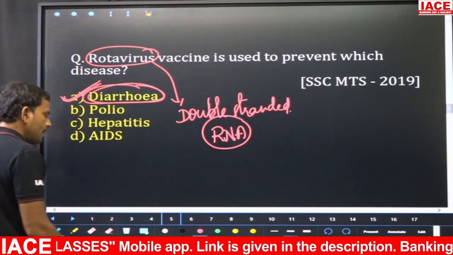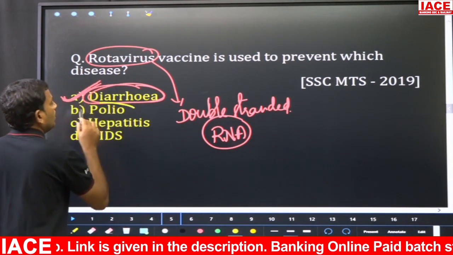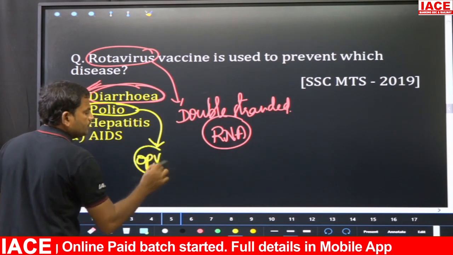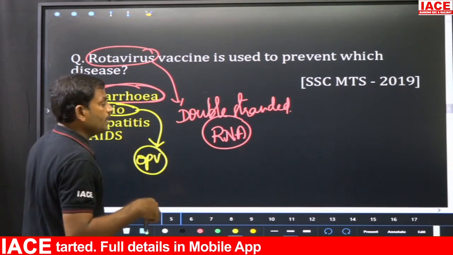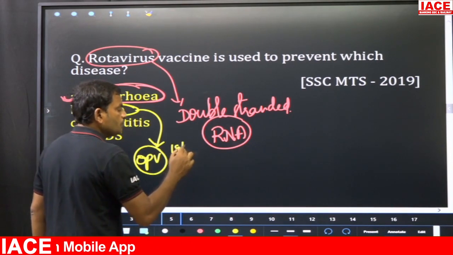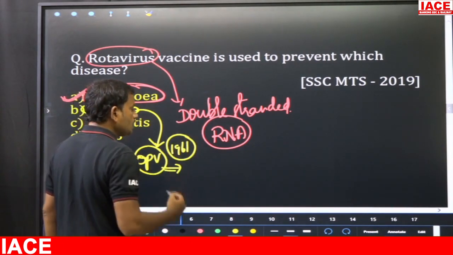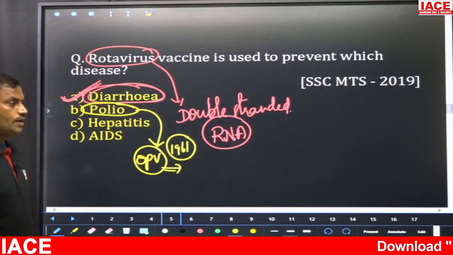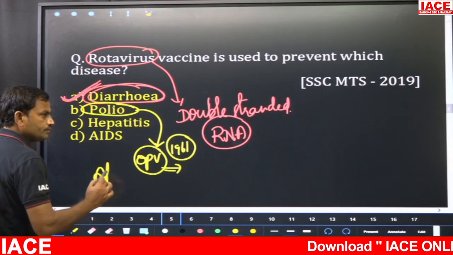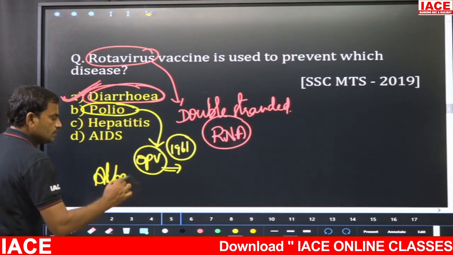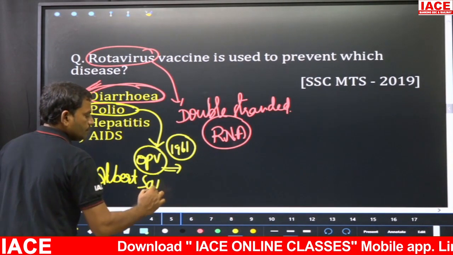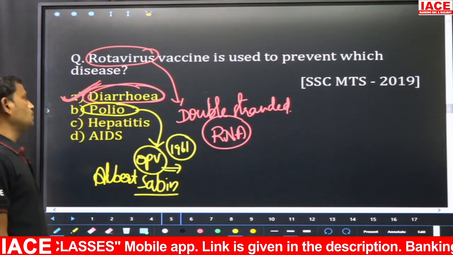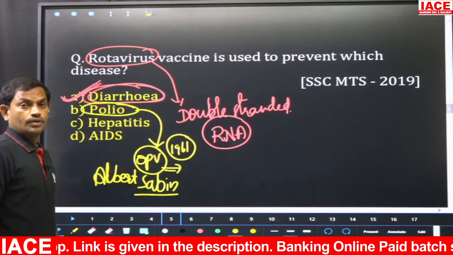Now the remaining options. Polio: for polio, the oral polio vaccine OPV is given. By 1961, the first usage of this oral polio vaccine came into existence. OPV was discovered by Albert Sabin. It is also a weakened vaccine.